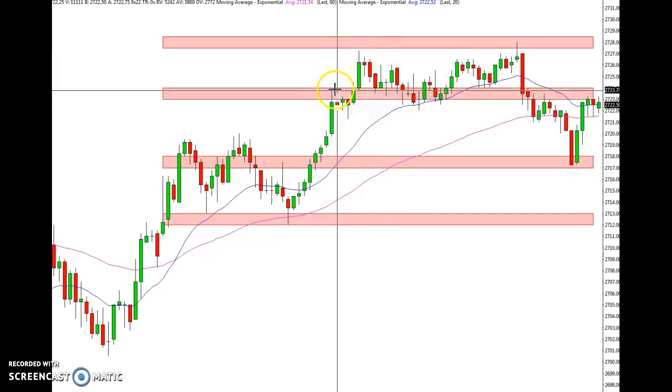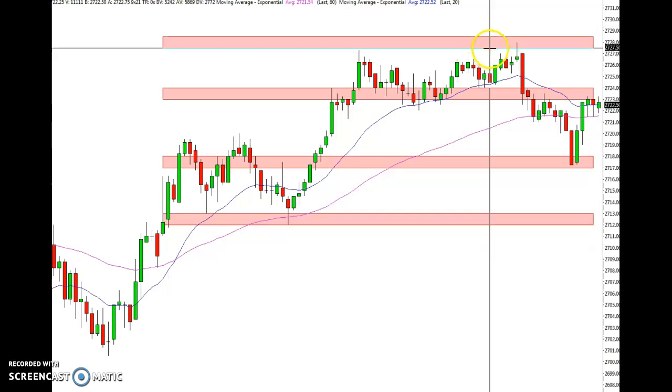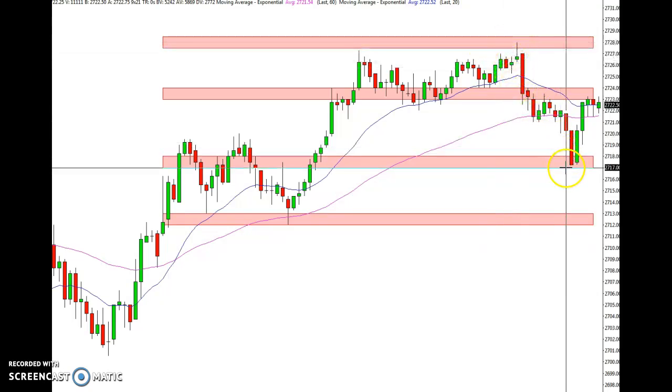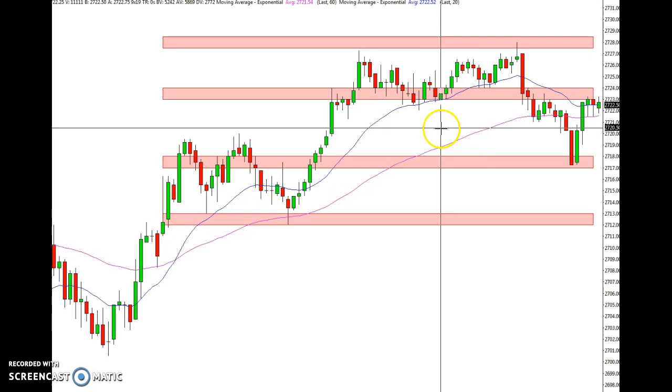as we talk about how resistance becomes support, this initially was resistance, and now it's acting as support for a bounce, which then sold off from here straight down back into the 17 to 18 area again, and back up to the 23 to 24 area into the close.